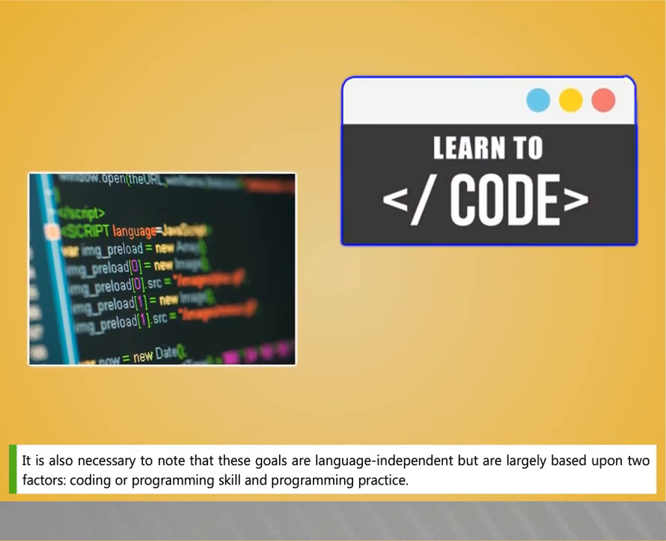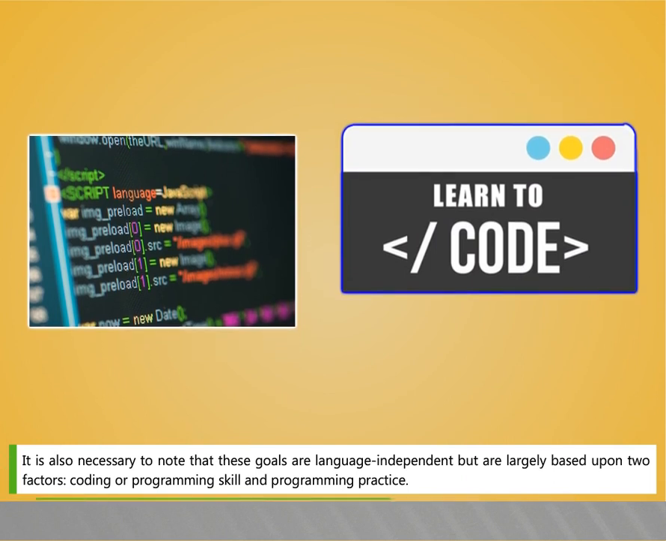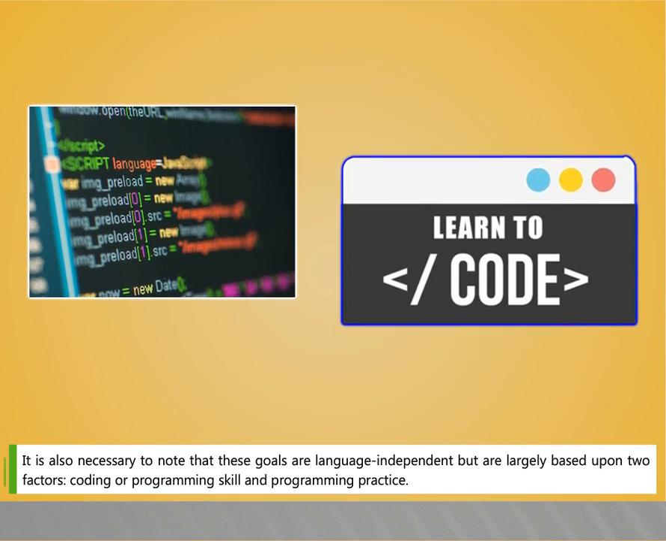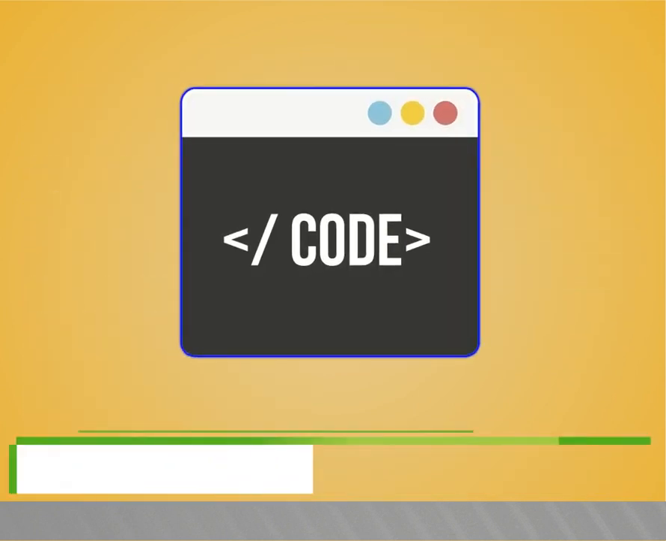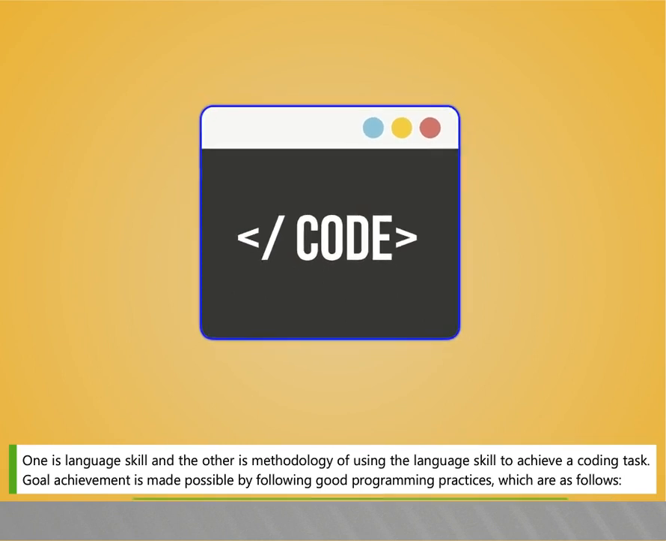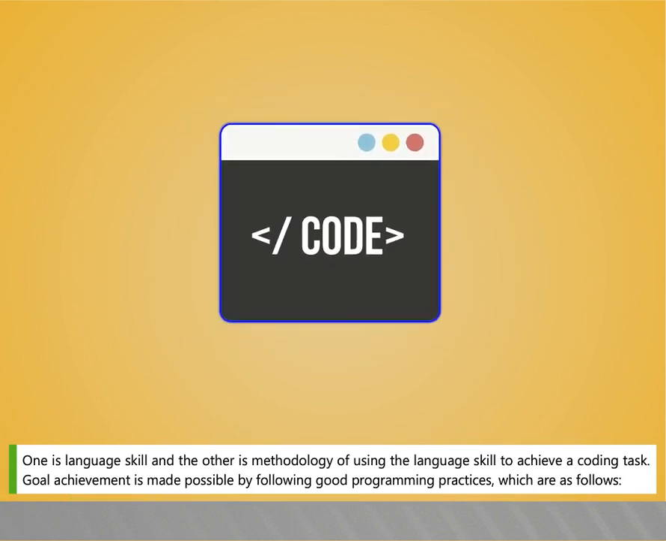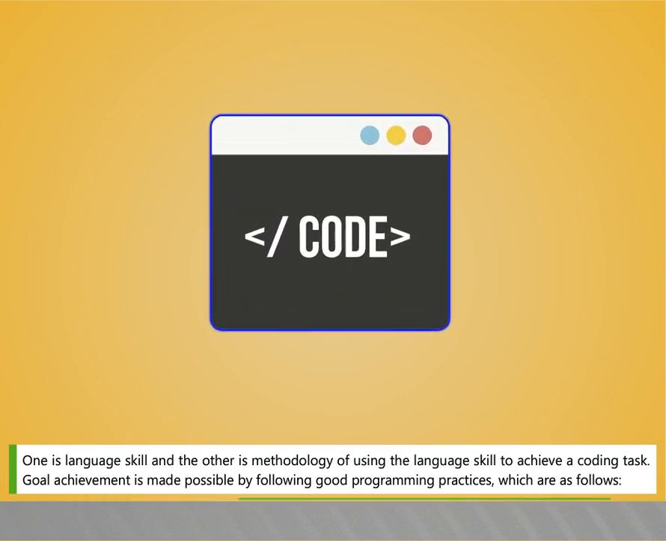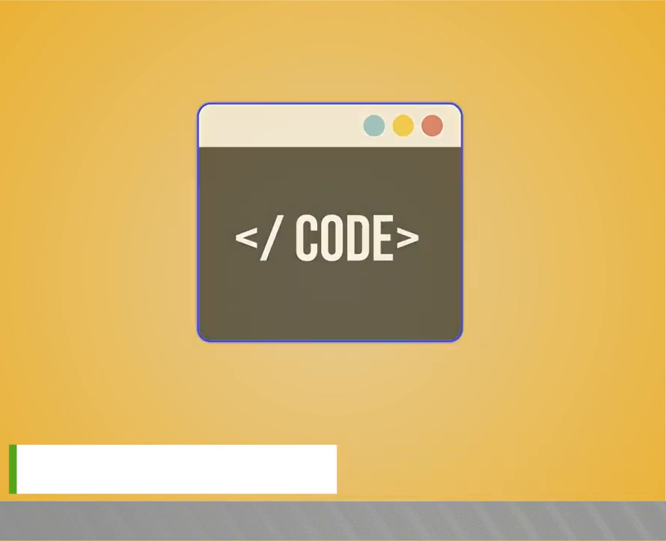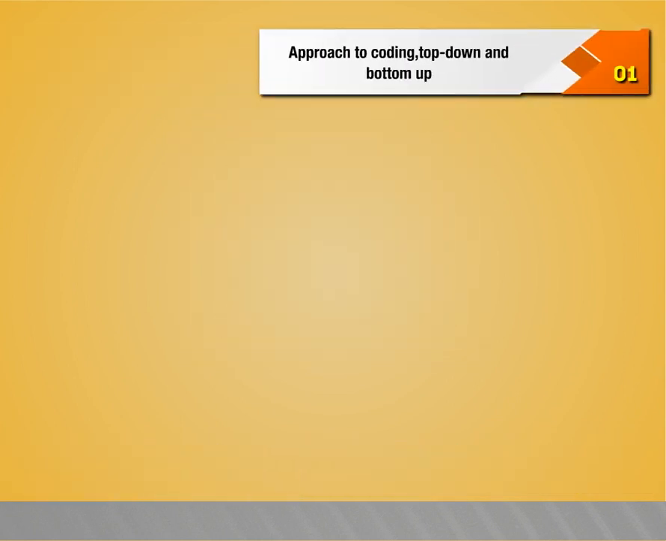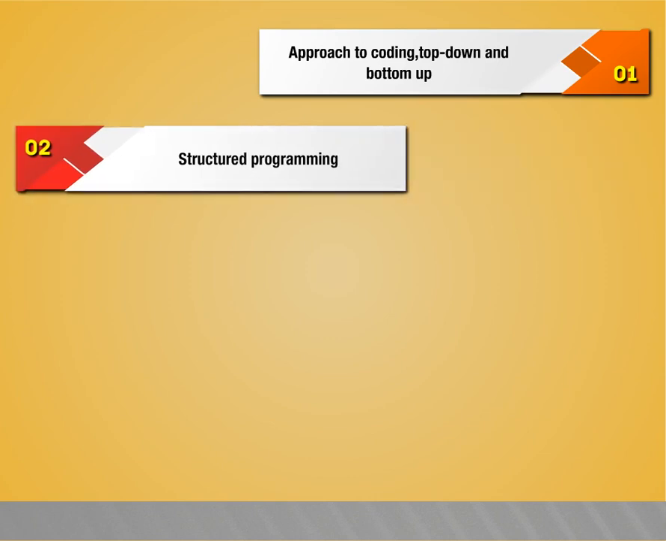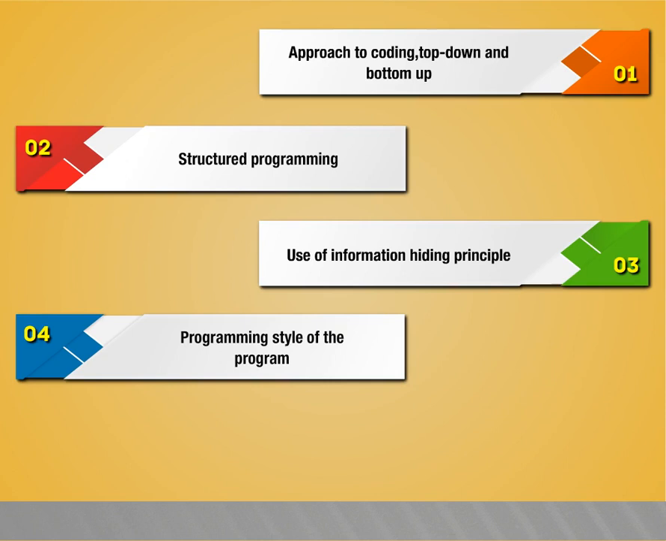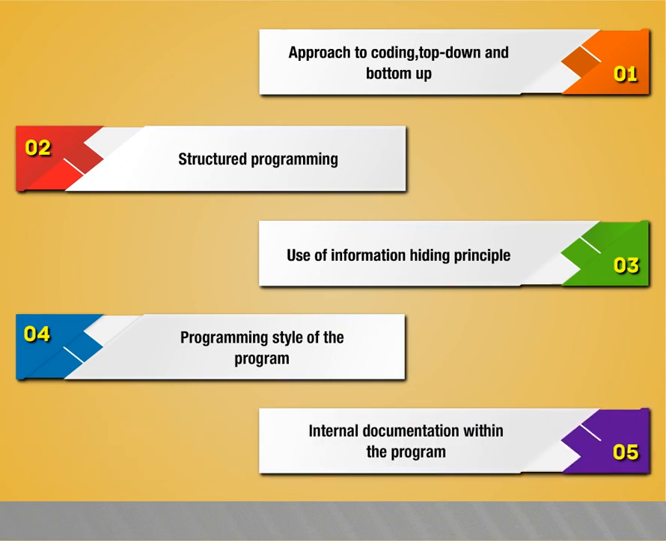It is also necessary to note that these goals are language independent but are largely based upon two factors: coding or programming skill and programming practice. One is language skill and the other is methodology of using the language skill to achieve a coding task. Goal achievement is made possible by following good programming practices, which are as follows. Approach to coding, top-down and bottom-up. Structured programming. Use of information hiding principle. Programming style of the program. Internal documentation within the program.